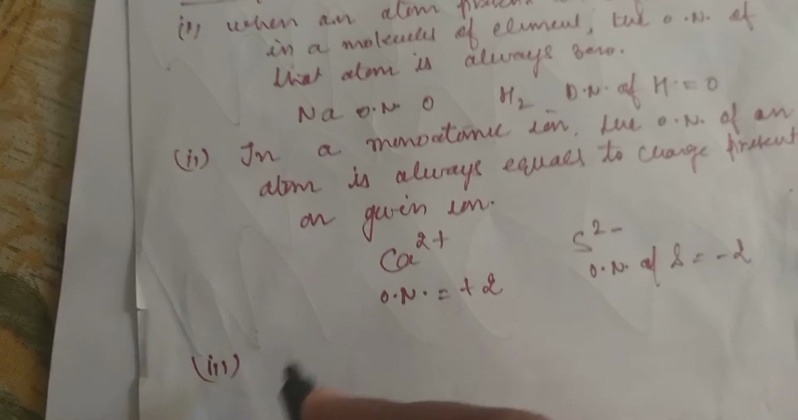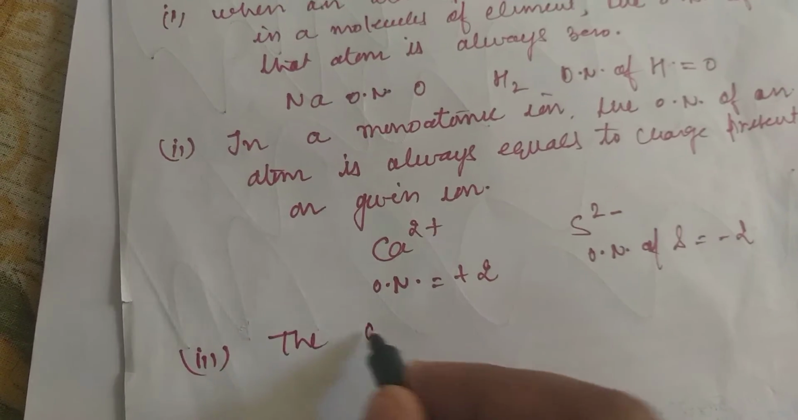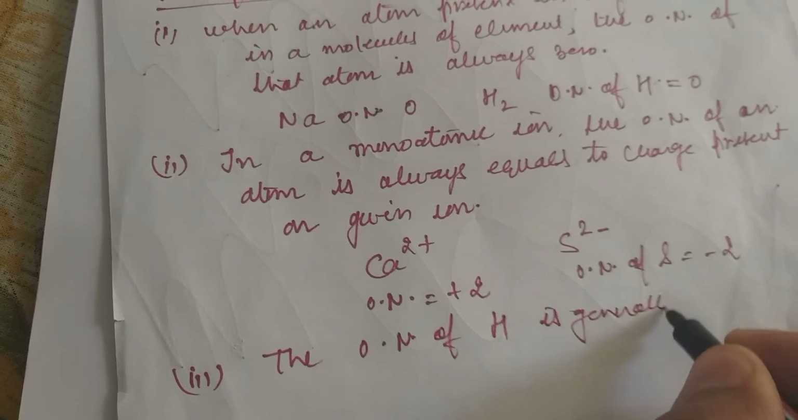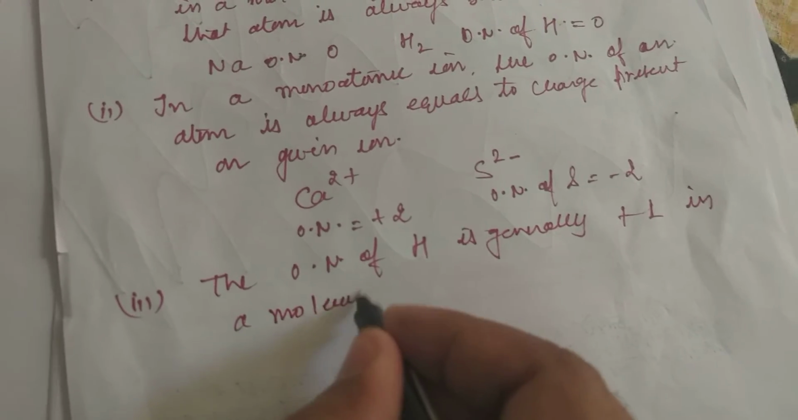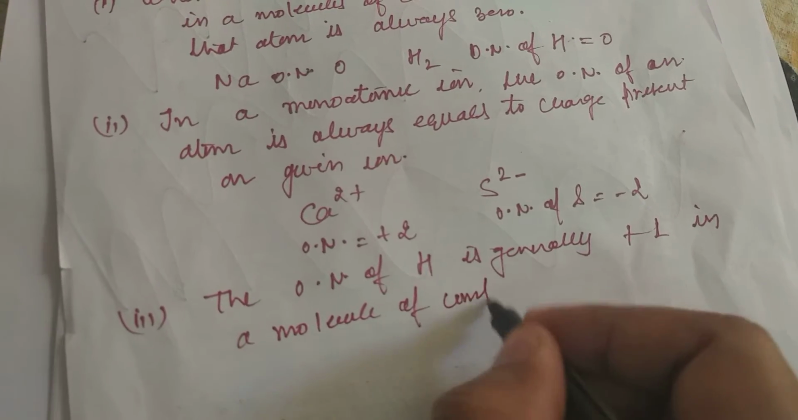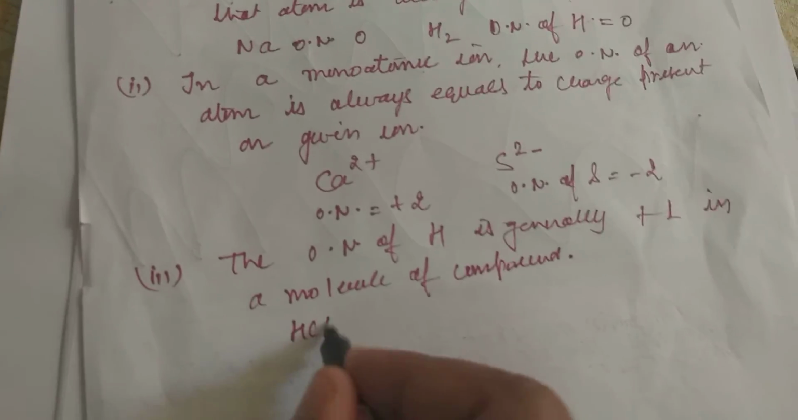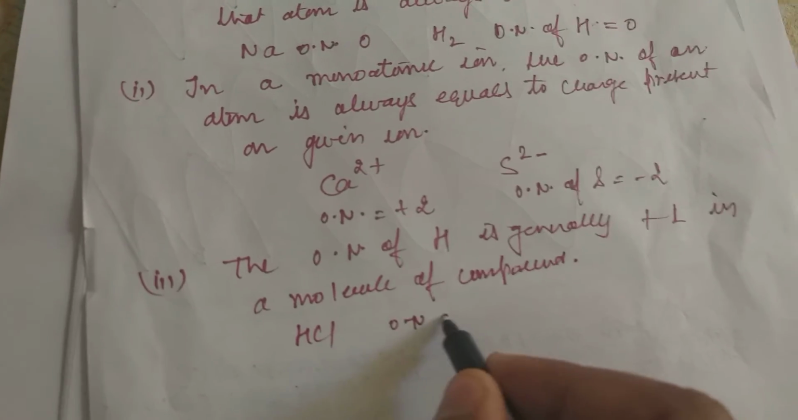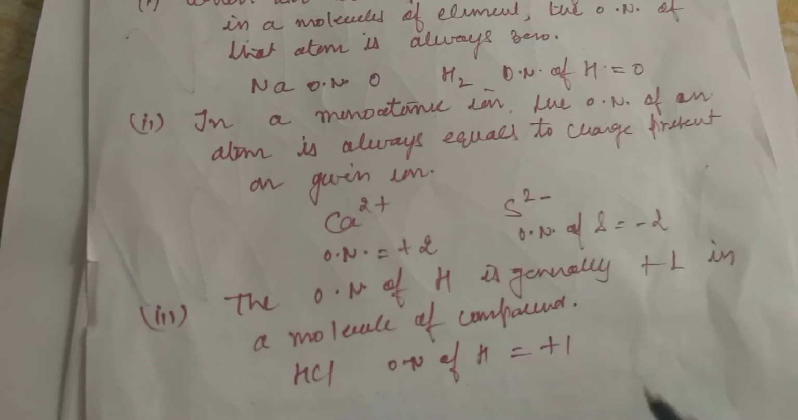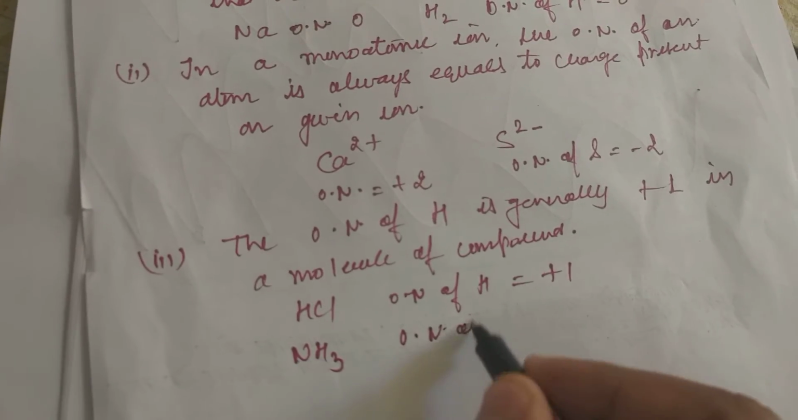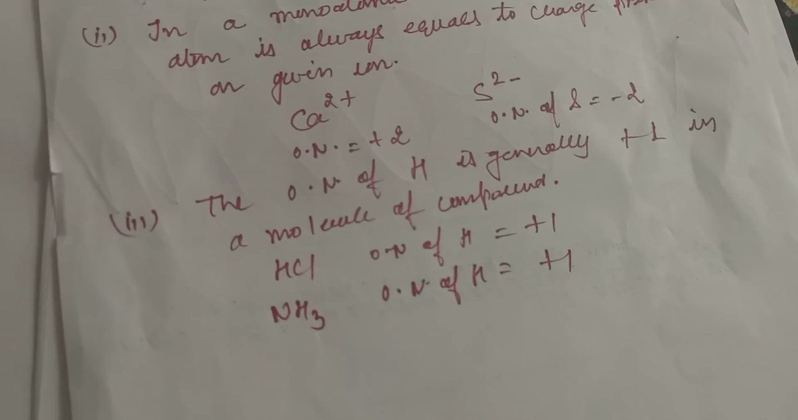Third, the oxidation number of hydrogen is generally +1 in a molecule of compound, just like this. HCl, oxidation number of hydrogen will be here +1. NH3, oxidation number of hydrogen will be +1.